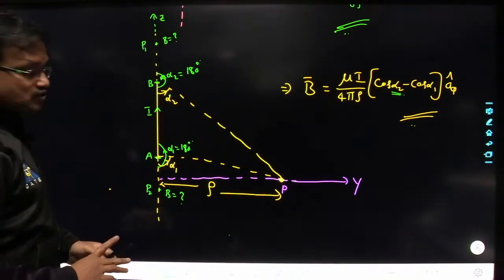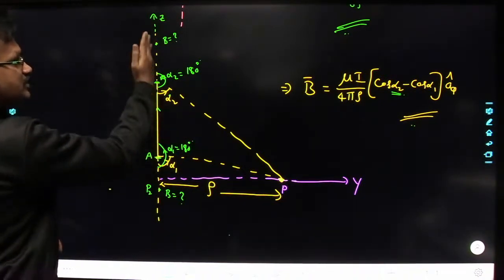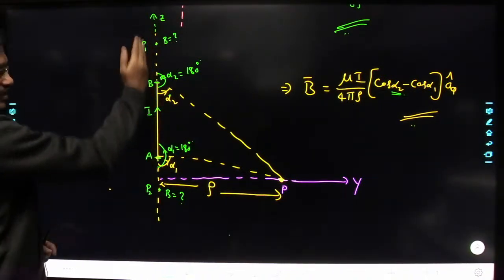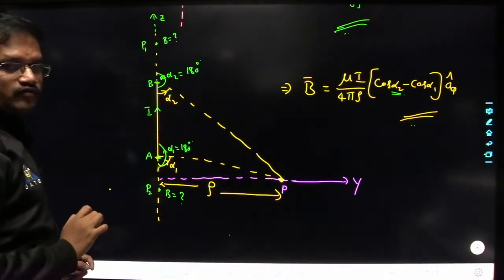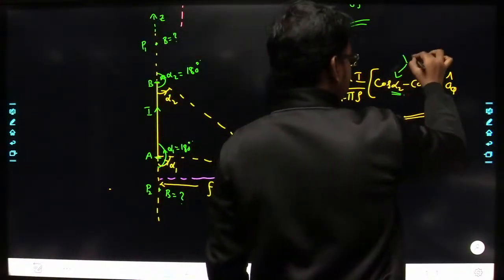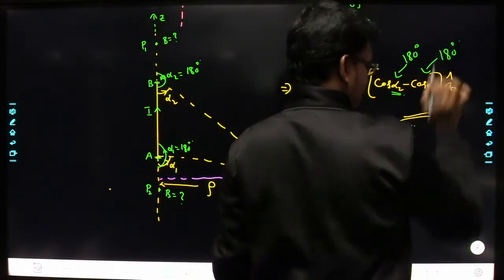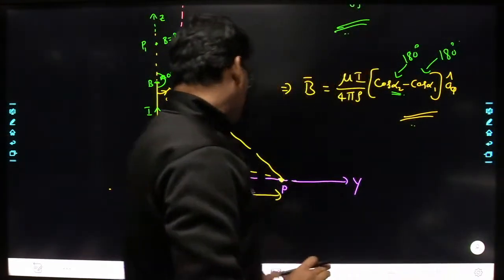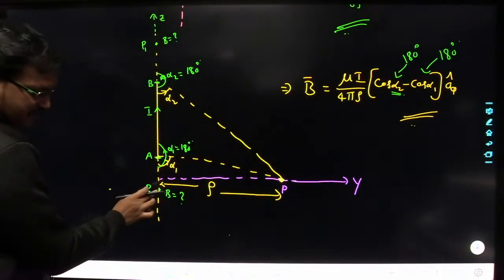180 degrees. So the angle made by this end with this point P1 is nothing but 180 degrees. Alpha 2 will also become 180 degrees. So that means alpha 2 is 180 degrees and alpha 1 is also 180 degrees. Right? Okay. Now if you consider the point P2 here, below this line, somewhere here.